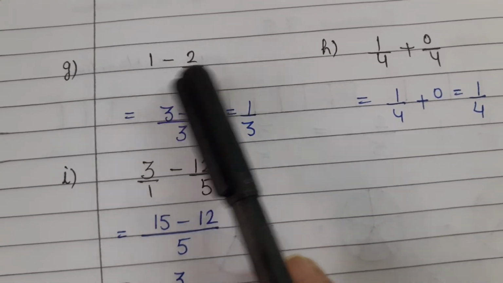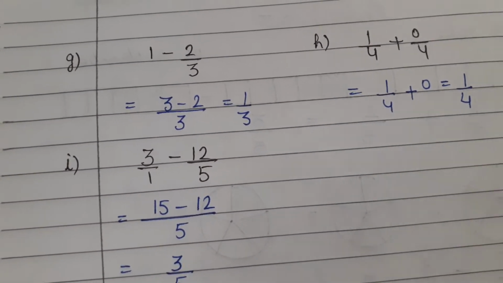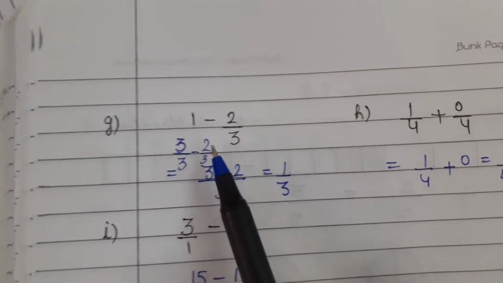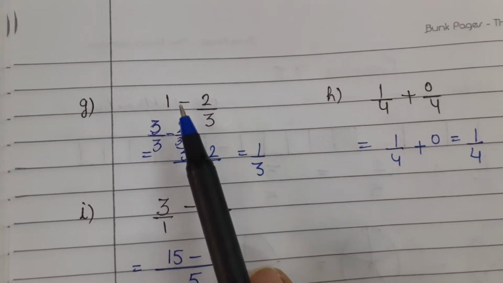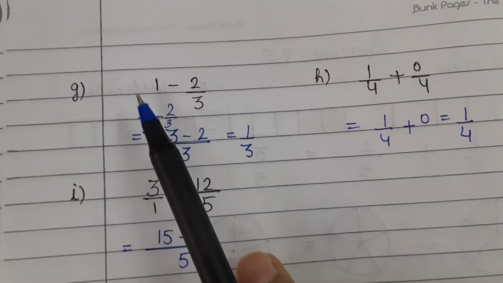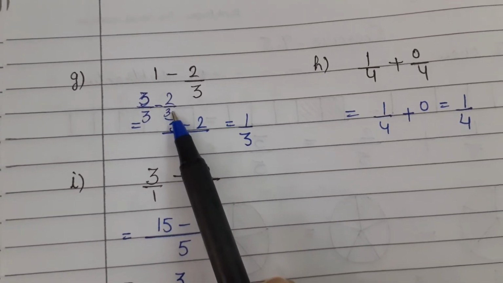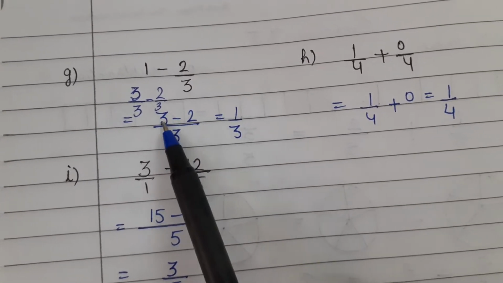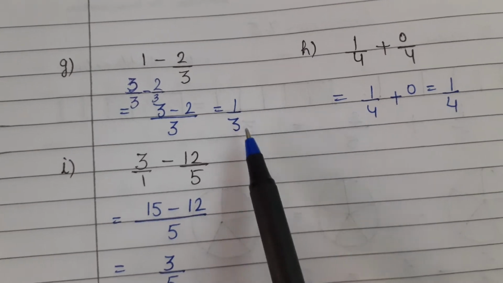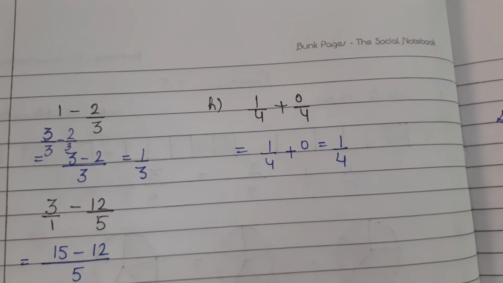To make the fractions like, I can write 1 as 3 by 3 minus 2 by 3. So I will subtract this fraction from this. I can write 1 as 3 by 3 because I want to make the fractions like. Again subtract the numerators and write the denominator as it is, 3 minus 2 upon 3, and I'll get 1 by 3.